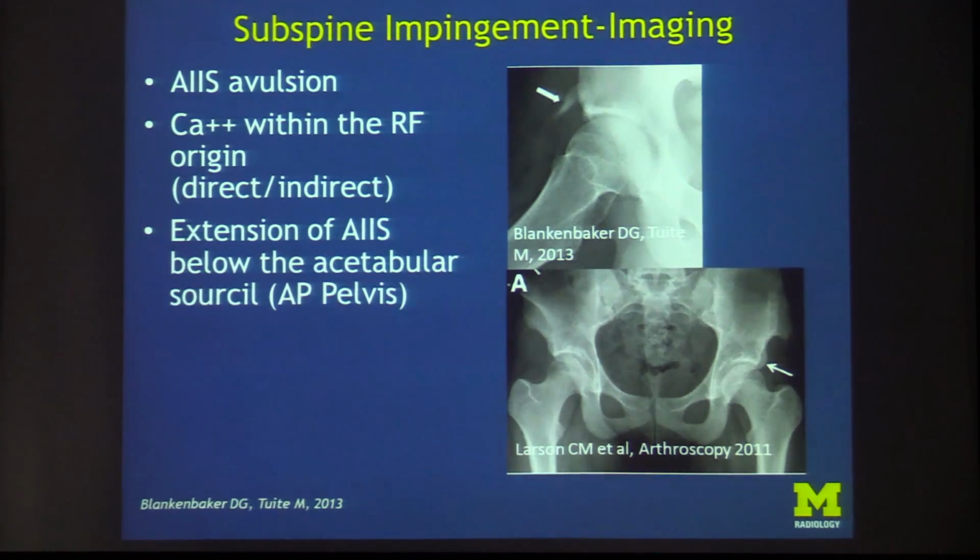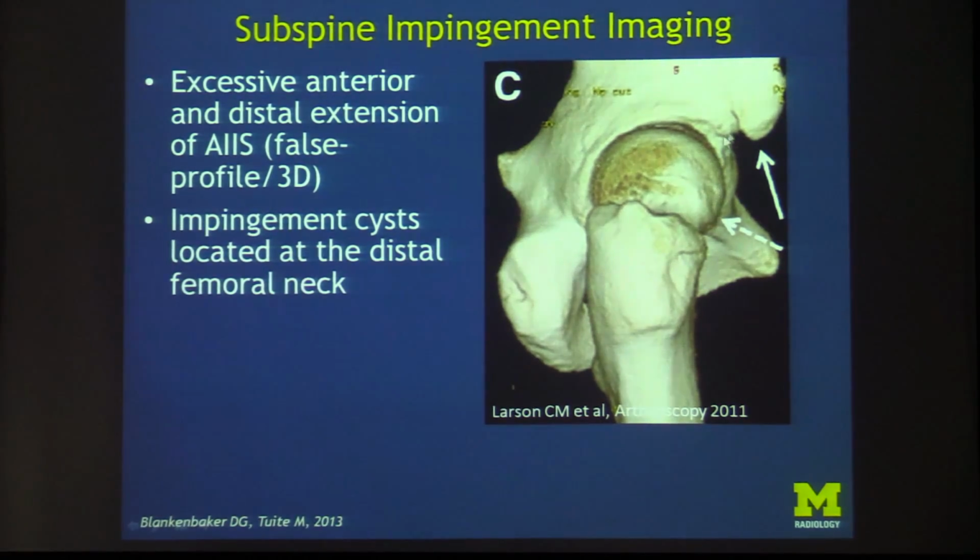So what do we see on imaging? We may see post-traumatic changes, as you can see here. We may see calcifications in the rectus femoris tendon. We may see extension of the AIIS below the acetabular sourcil here. On CT and imaging, we may see distal inferior extension of the AIIS and cystic changes along the distal femoral neck where there is impingement.